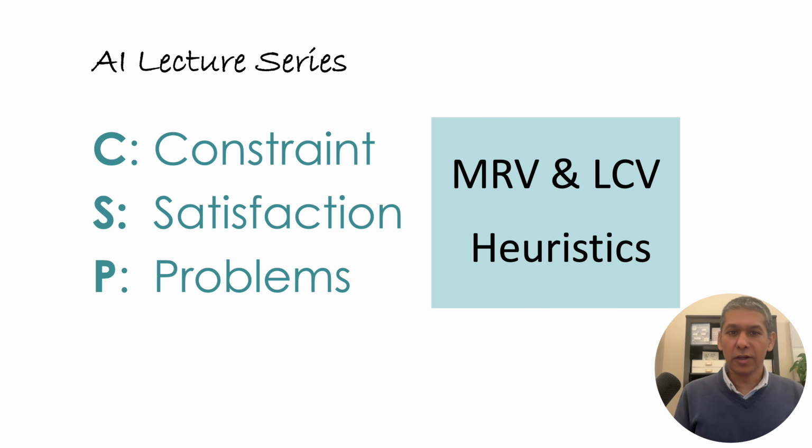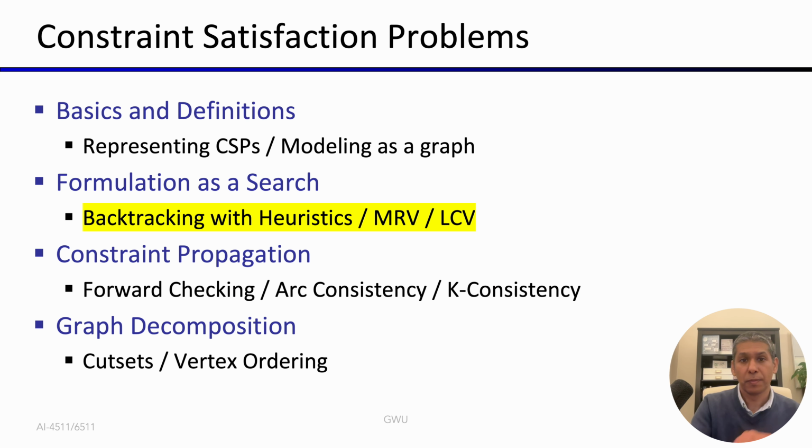All right, continuing the AI lecture series topic on constraint satisfaction problems. Today we are talking about the MRV and LCV heuristics. Within constraint satisfaction problems, we've already talked about how to represent them and how to model them as a graph. Today we will be talking just about how to use the backtracking search algorithm with heuristics, specifically the MRV and the LCV heuristics.